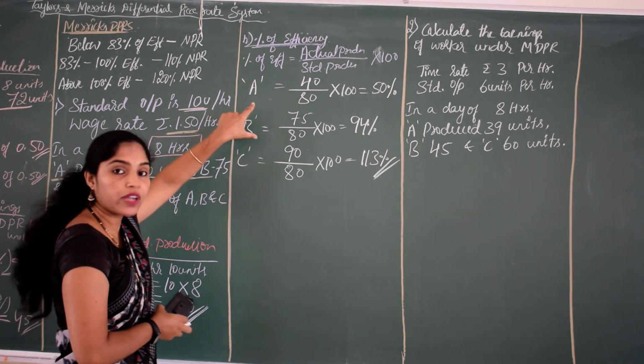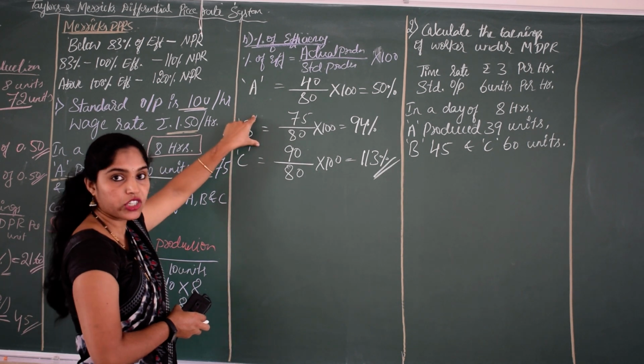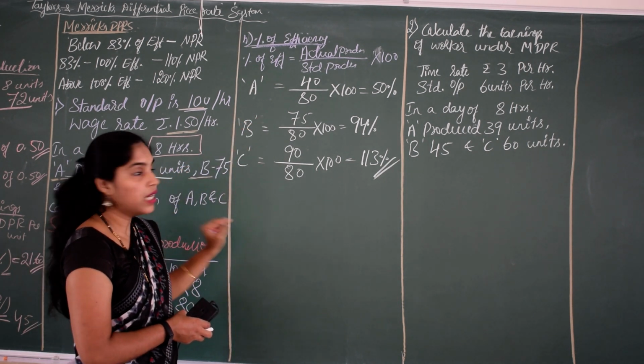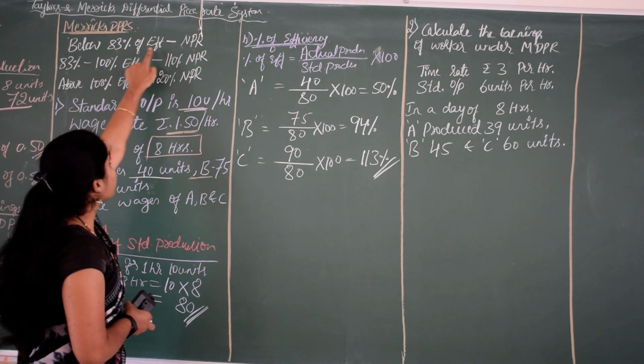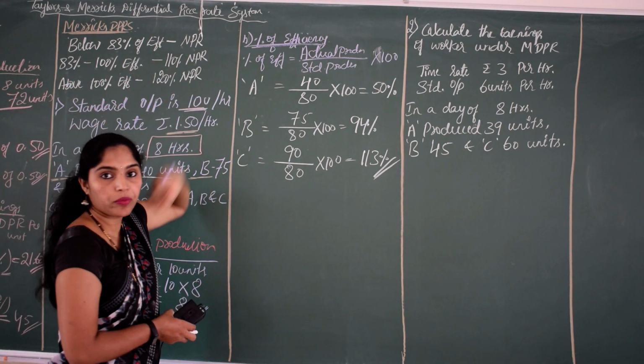After completing the efficiency, we need to calculate total earnings. You can see the criteria here. Below 83% of efficiency, normal piece rate.